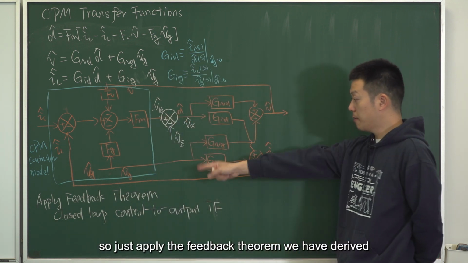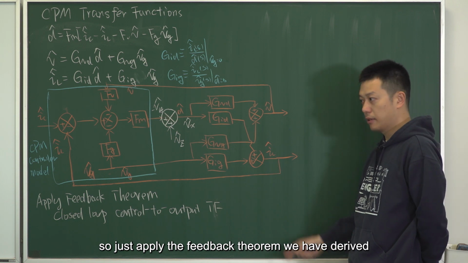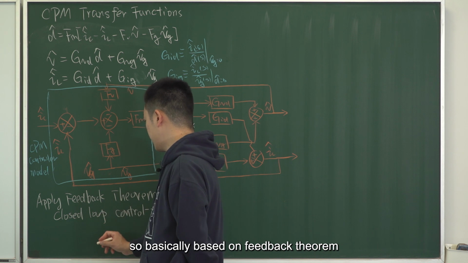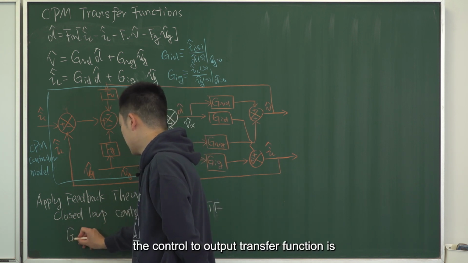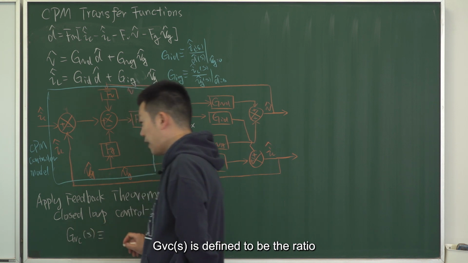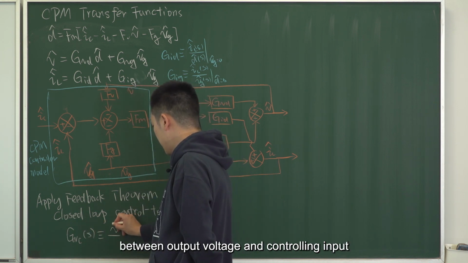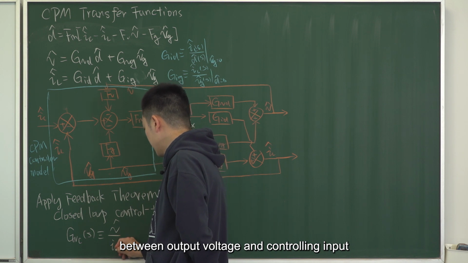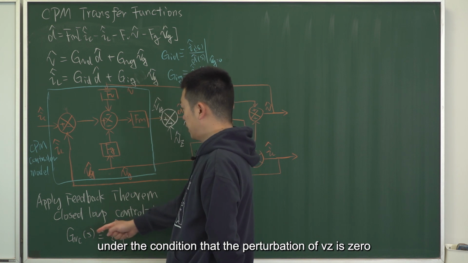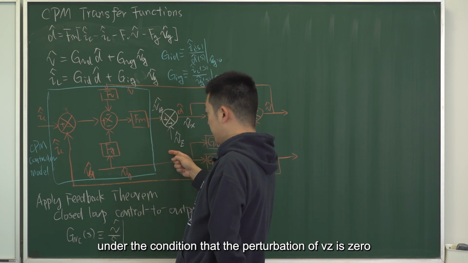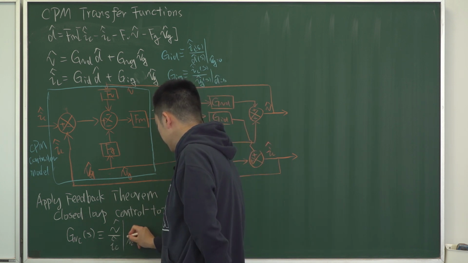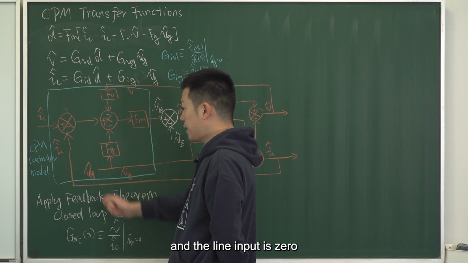So just to apply the feedback theorem we have derived. Here I just gave you the definition. Based on the feedback theorem, the control to output transfer function GVC(s) is defined to be the ratio between output voltage and controlling input, under the condition that the perturbation of Vz is 0 and the line input is 0.